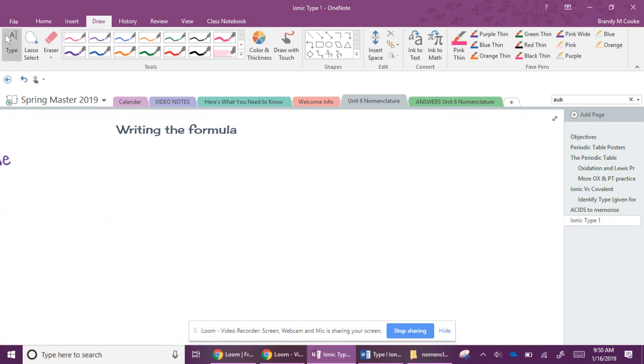Writing the formula now. So in class, we talked about how all compounds need to be neutral, right? So all compounds are neutral. And saying that, these positives and negatives come together, obviously they need to cancel each other's charge out. So the example we used in class before was magnesium chloride. So I'm just going to go with that one.